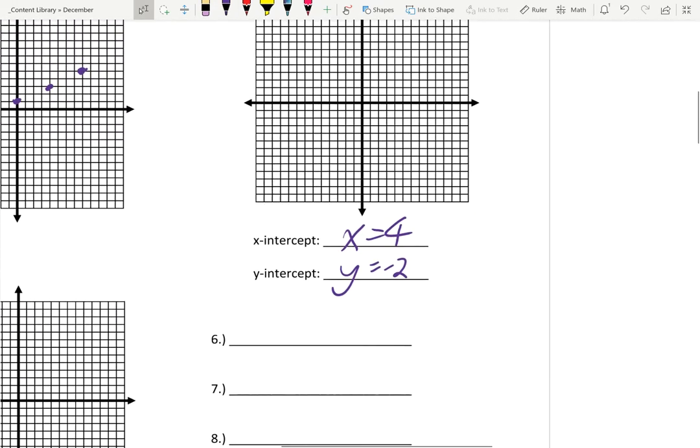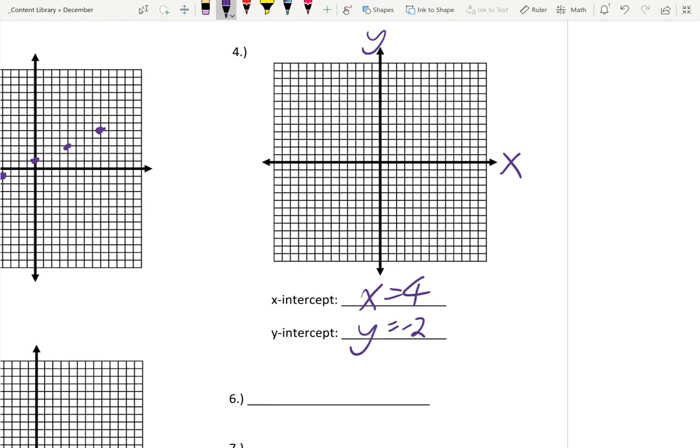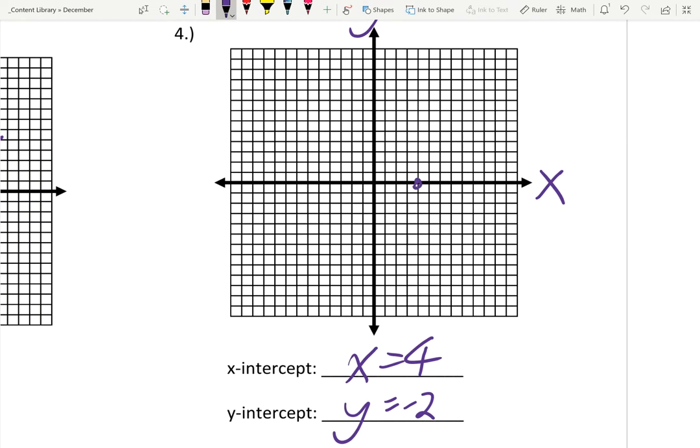Now we just need a graph. So it's pretty simple. Our x-axis is the one that goes left and right, and the y-axis is the one that goes up and down through the middle. So x at 4, so we're going to look at our graph. We're going to go to 4 on the x-axis, which is right here. Okay, so you're just counting over 4 spaces. And then the y-axis, which is this one, we're going to go down to -2, which would be right here, because remember 0, 0 is in the middle.